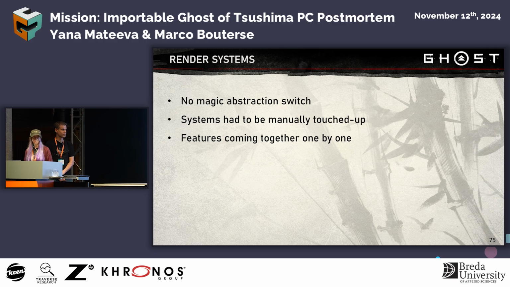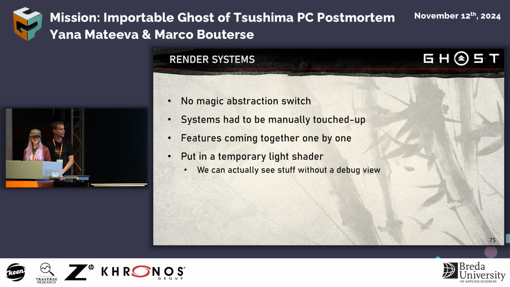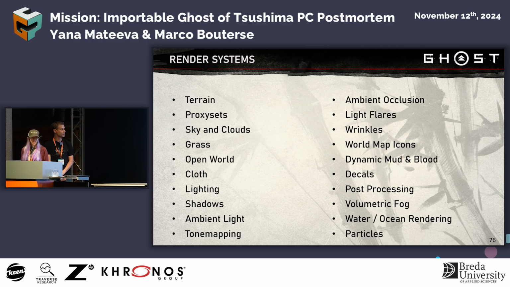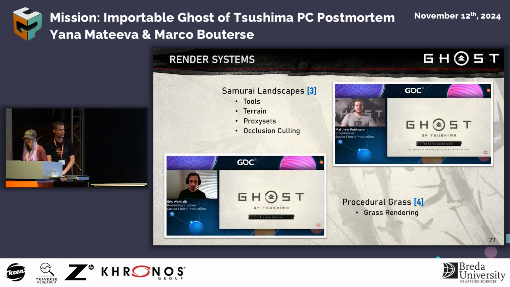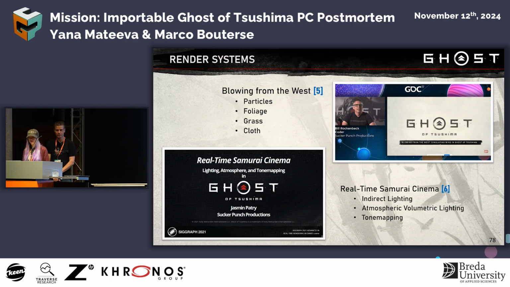But this was a really fun part in the project where we could finally see all of the features coming together one by one. And to actually see them, we did put in a temporary light shader so that we can see things without looking at the gbuffer albedo. This is a non-exhaustive list of all of the systems that we had to manually tweak to get running. The developers over at Sucker Punch have already given several great talks on a lot of these systems, so we're not going to go in depth into any of them, but I would highly recommend giving these a watch.